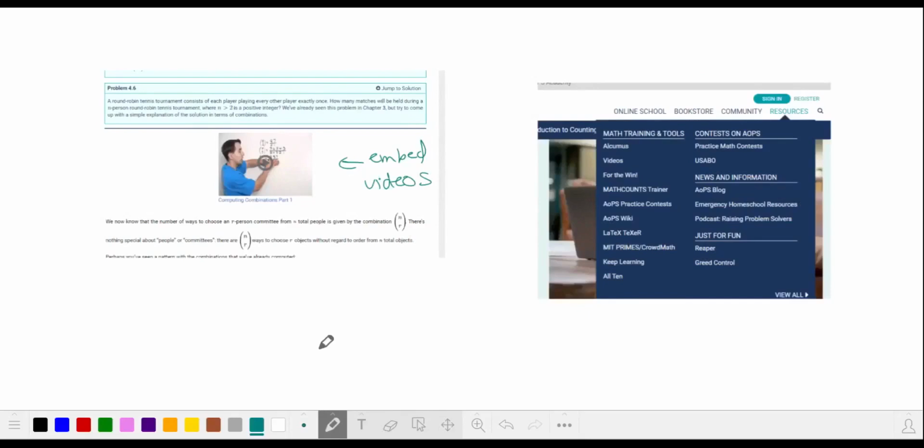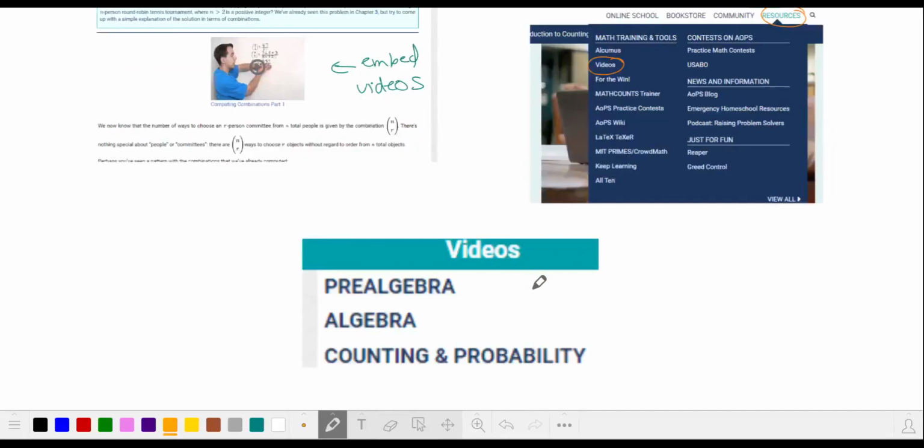One big difference between the ebooks and the paper textbooks is that the ebooks embed videos produced by Richard Rusczyk into the books themselves. These same videos are still available to anybody. Just go to the AoPS website, click on resources, and look for videos, and you'll find the same ones there. You should know that the videos are only available in three of the textbooks: pre-algebra, algebra, and counting and probability. There are no videos for the other textbooks.